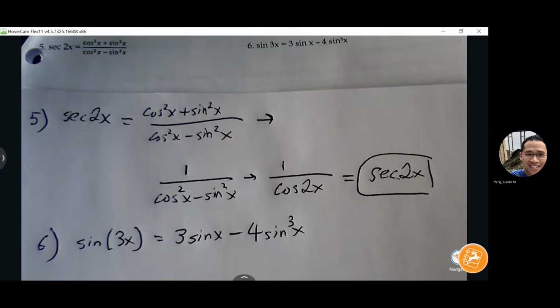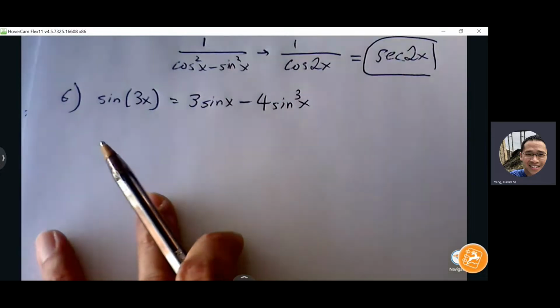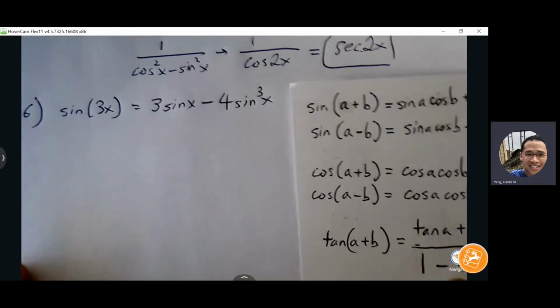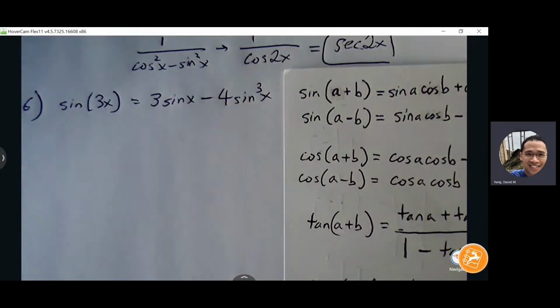Okay. Do we have a triple angle identity that we learned yet? No. So we're going to have to find a way using something that is available to us. We don't have sine of 3x, but what if we can split that into something that we can work with? So we have to rely on the sum and difference identity, right? 3x we can break down into what?